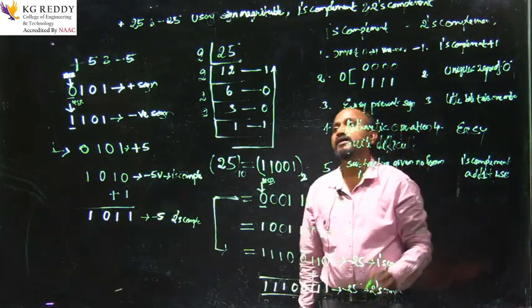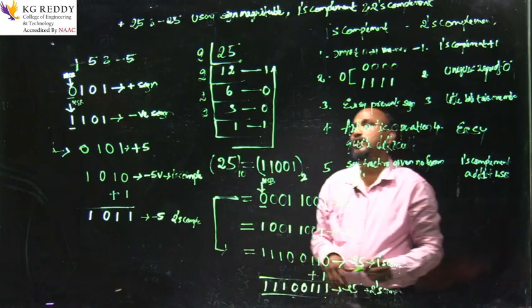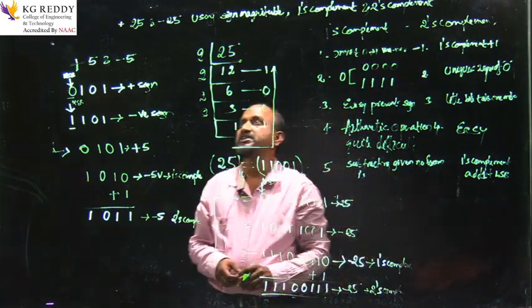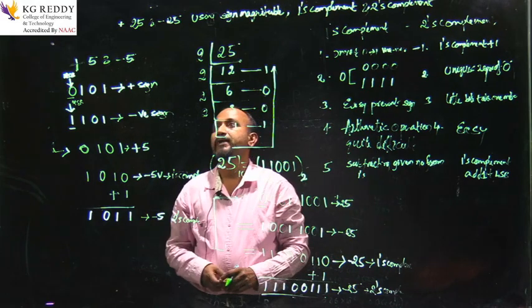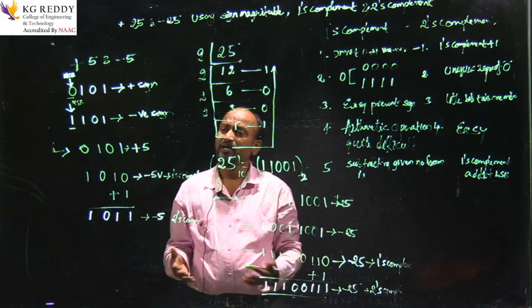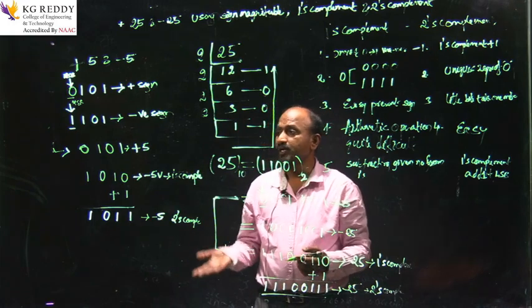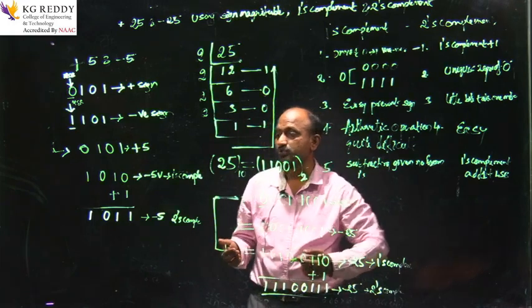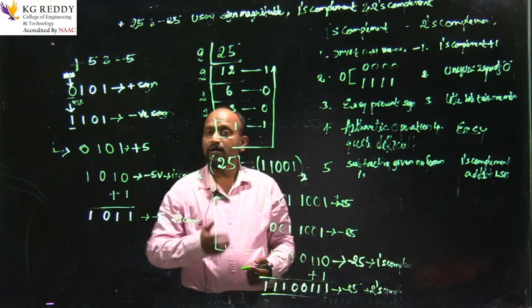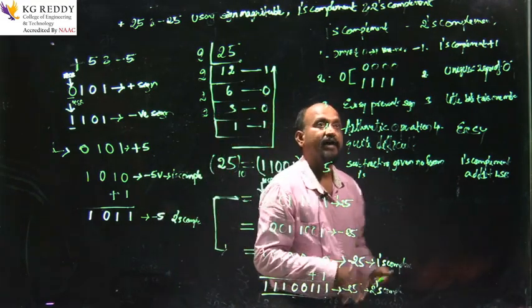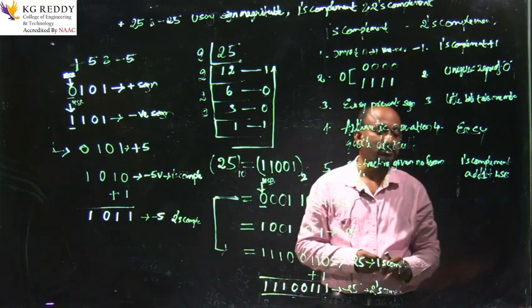So these are very important: using 2's complement, 1's complement and sign magnitude, the representation of plus 25, minus 25, not only plus 25 and minus 25, I can say any decimal number, positive number, negative number, representation using sign magnitude, 1's complement, 2's complement, and this comparison is also quite important.